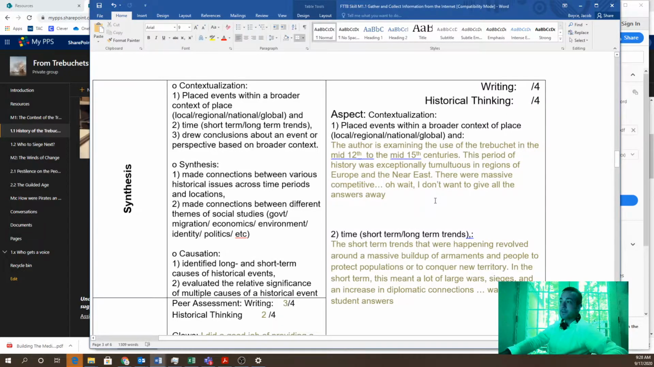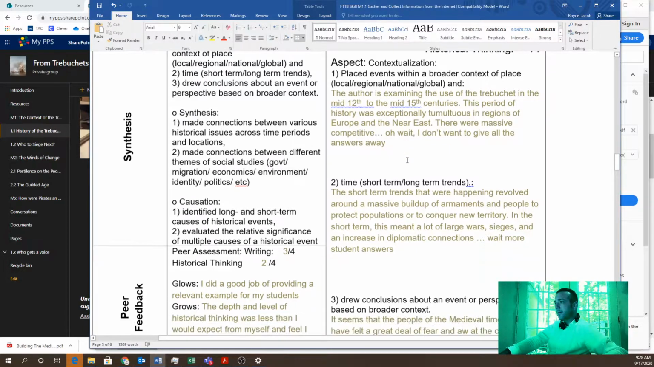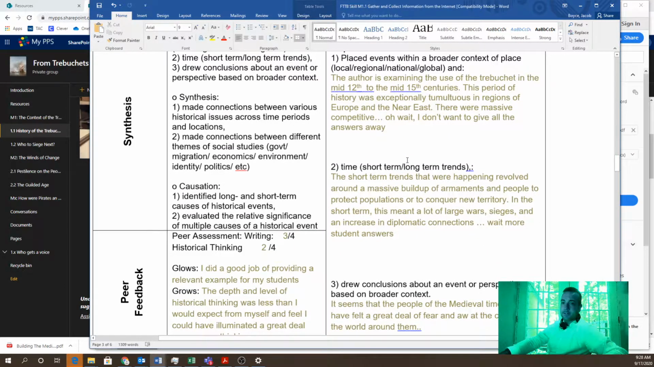So I said this was hugely tumultuous in the regions of Europe and the Near East, and in China, and a lot of places around the world. We're kind of going through these churns and changes, but we do know that Europe and the Middle East was a little bit more going through churns and changes. I'm not going to give you all the answers here because a lot of them are going to overlap with what you should be doing, and that's where I want your historical imagination to come out.